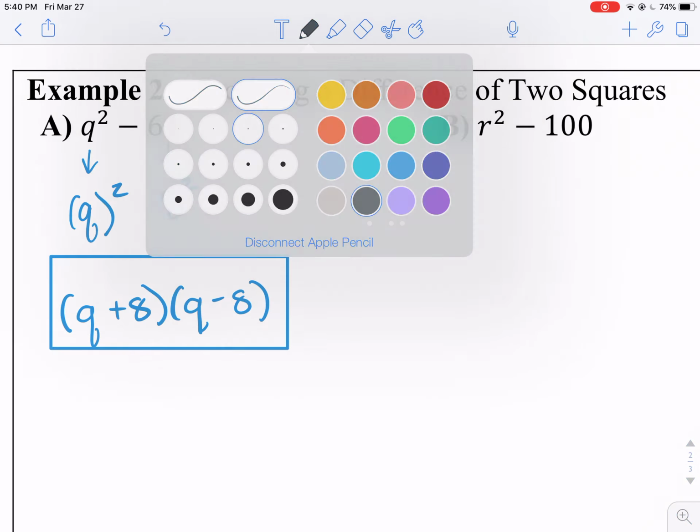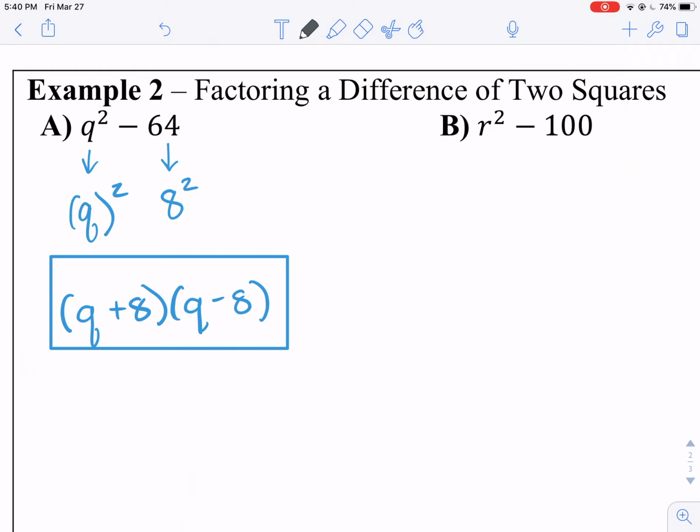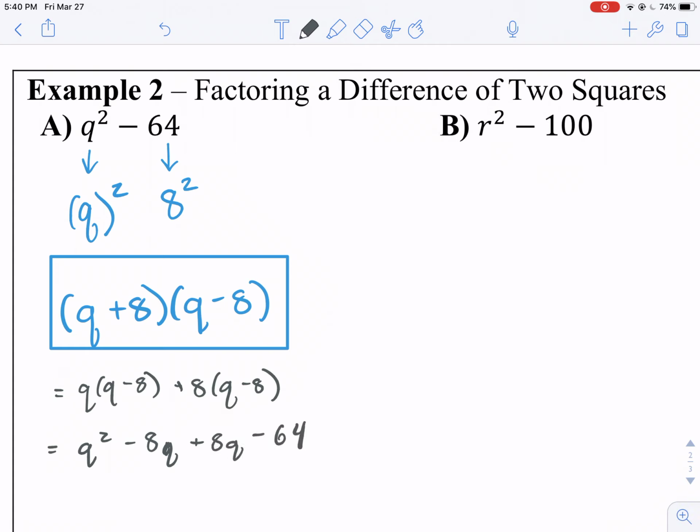Now let's check our work. Is that true? So that's going to be equal to q times q minus 8 plus 8 times q minus 8. Well, that equals q squared minus 8q plus 8q minus 64. The plus 8q and minus 8q cancel out, giving us q squared minus 64. Oh hey, that's what we started with.